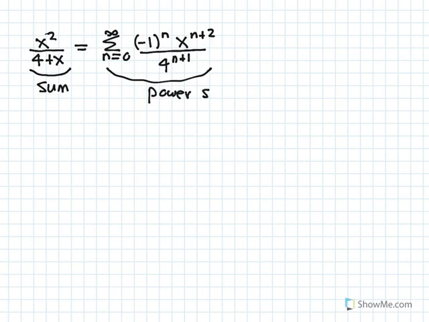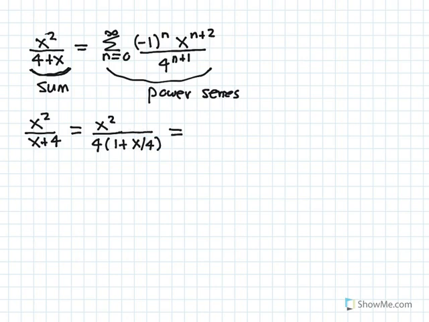But we have to know, when is this equation valid? When can this power series be represented by this sum in this closed form? We need to find the interval of convergence. So let's go back to how we built up x squared over x plus 4. This is equal to x squared divided by 4 times, we factor the 4 out, times 1 plus x over 4. This is equal to x squared over 4 times 1 minus x over 4.